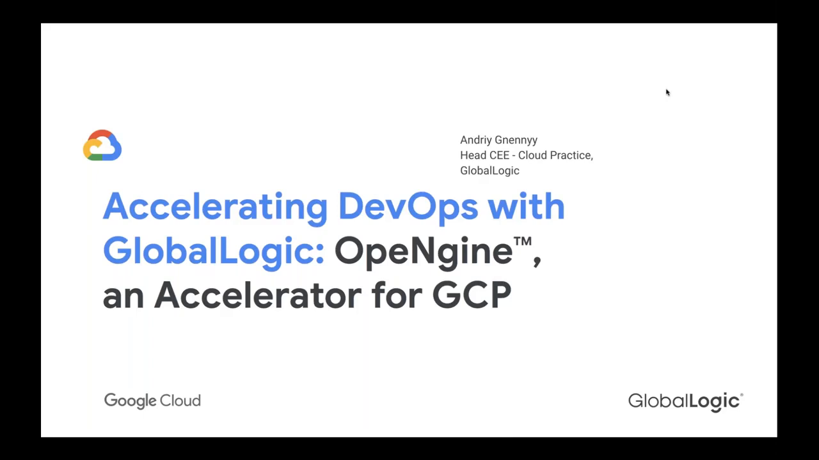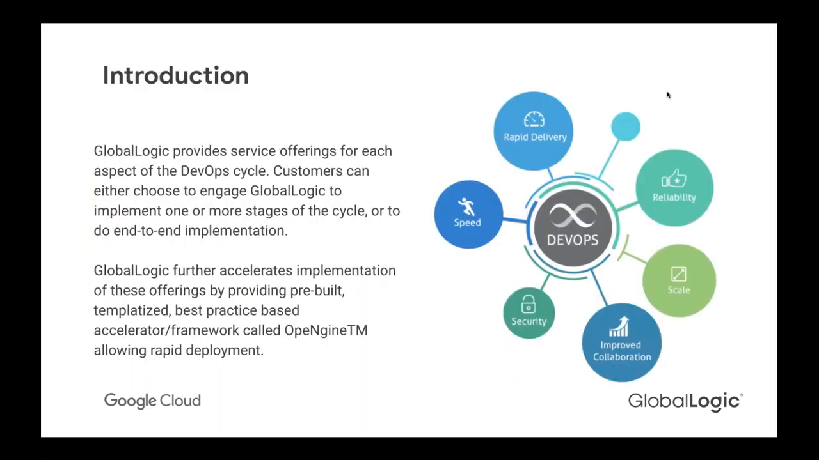Let's start our presentation of OpeNgine Accelerator for GCP, and I will start with the introduction, which is about why we actually do it and what is the place for this accelerator. GlobalLogic as a company, together with Google, is providing our customers with various services. That's implementation, development of the solutions. And those services usually include DevOps as several different offerings.